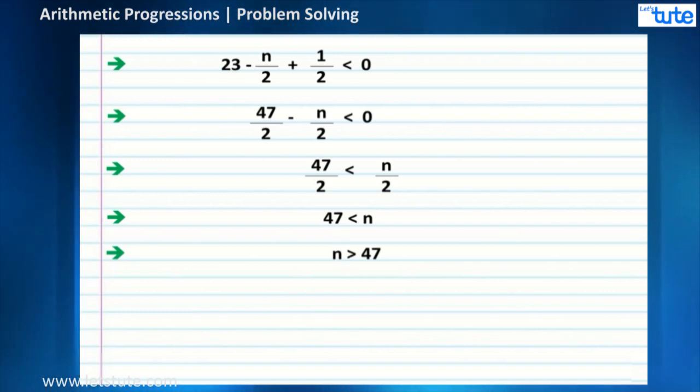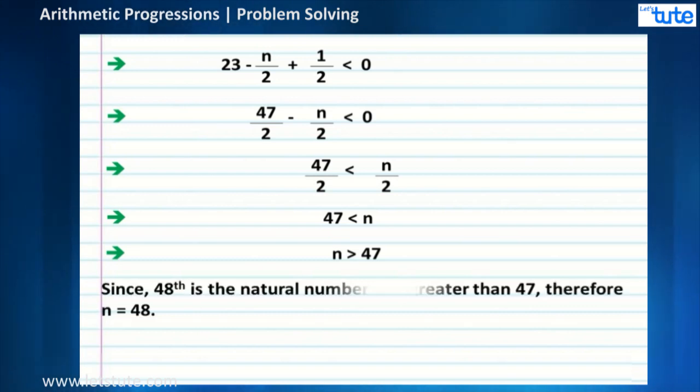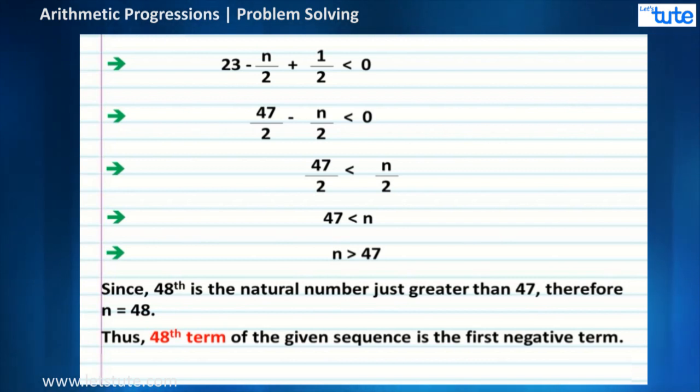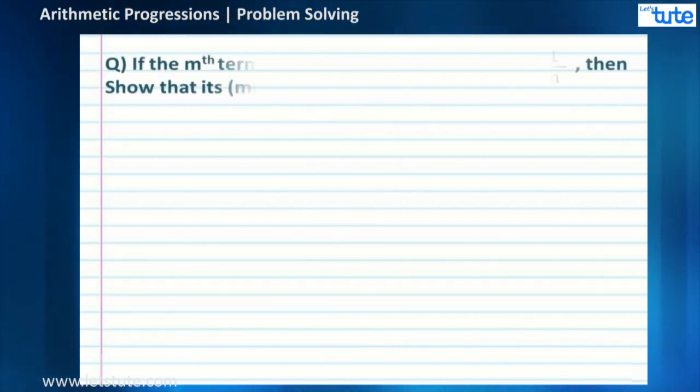Now we know that the value of n is greater than 47. So now 48 is the natural number which is just greater than 47. So let us take n as 48. Thus the 48th term of the given sequence is the first negative term. So we have cracked the first clue. Let us go on to the second clue.